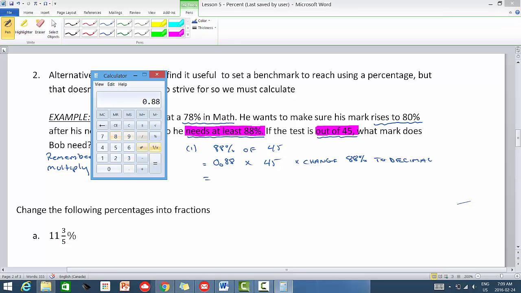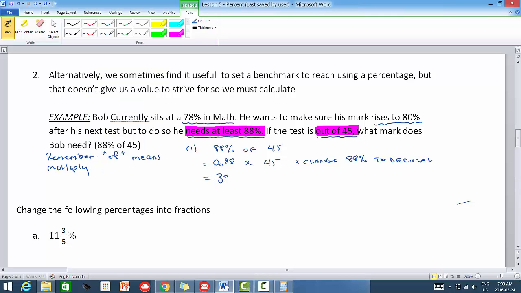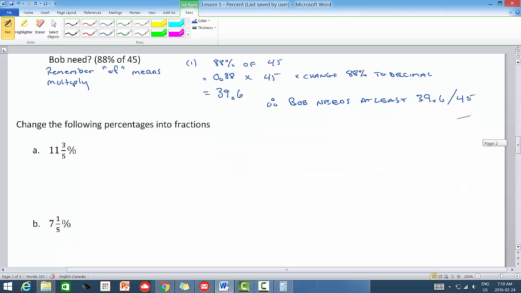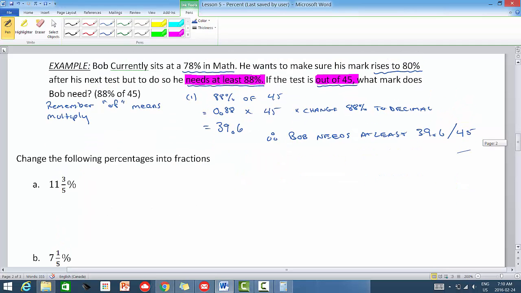decimal 0.88 times 45 equals 39.6. So therefore, Bob needs at least 39.6 out of 45. Okay, so that's how we use a percentage as a benchmark to calculate a number, or another way to put it, what does that percentage mean in actual numbers?